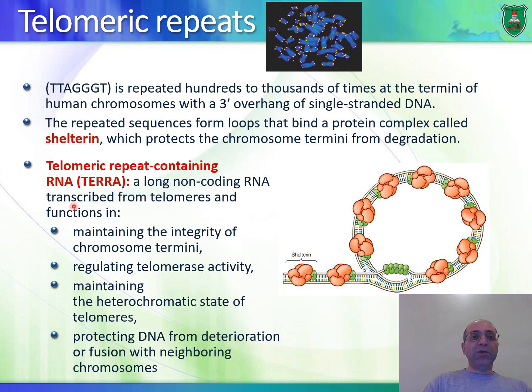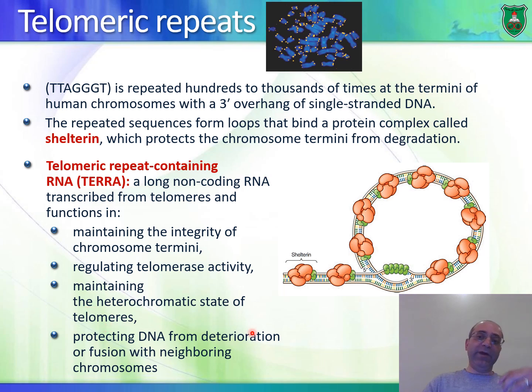It's amazing. So you have the formation of a telomeric repeat-containing RNA, also known as TERRA, and this RNA belongs to the class of long non-coding RNA molecules. These RNA molecules that are transcribed from telomeres have important functions in maintaining the integrity of chromosome termini. So they work similar to sheltering. They can also regulate telomerase activity. They maintain the heterochromatic state of telomeres.